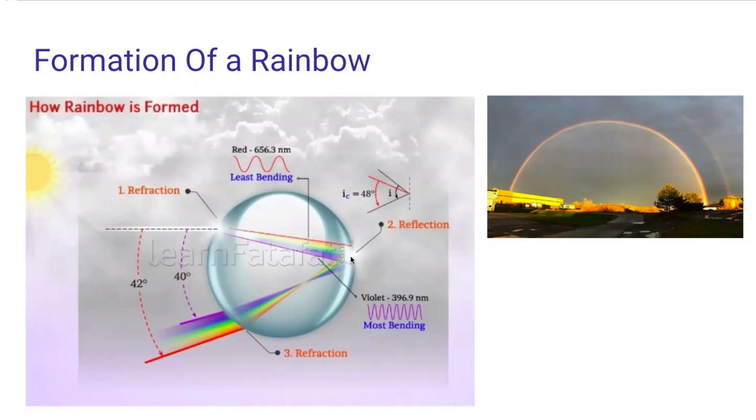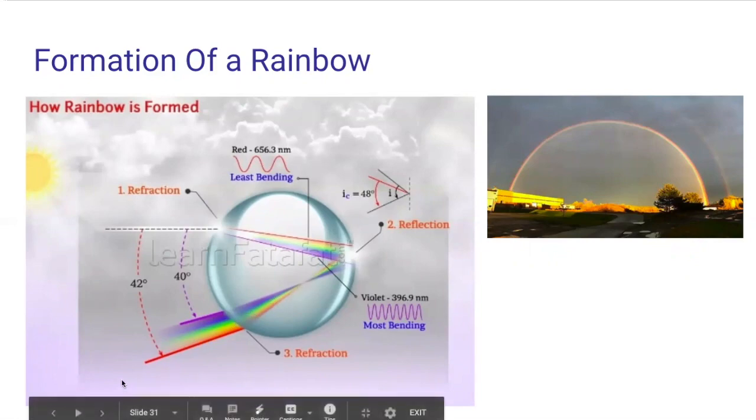Then after that, there is something called total internal reflection that happens. That is a different phenomenon, but you will not be studying it in 10th standard. It's not there in your syllabus. So what happens is total internal reflection happens, and you get a rainbow.